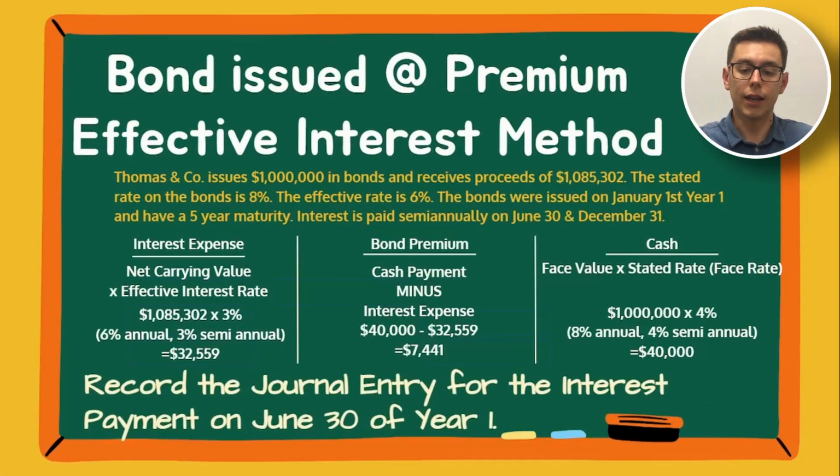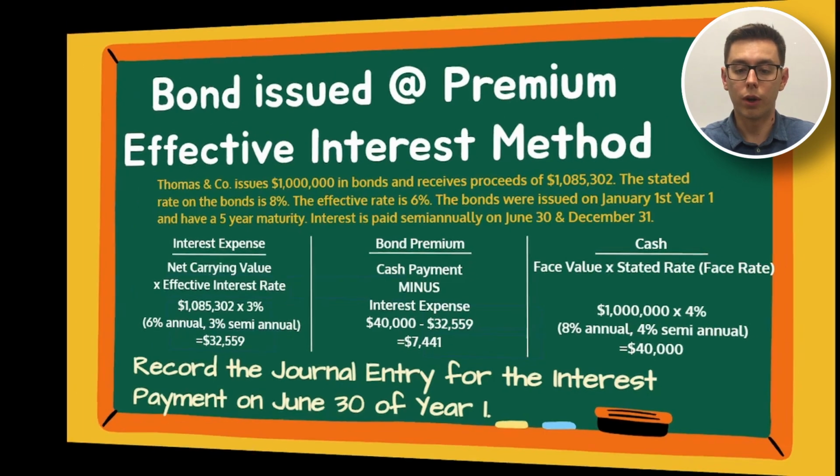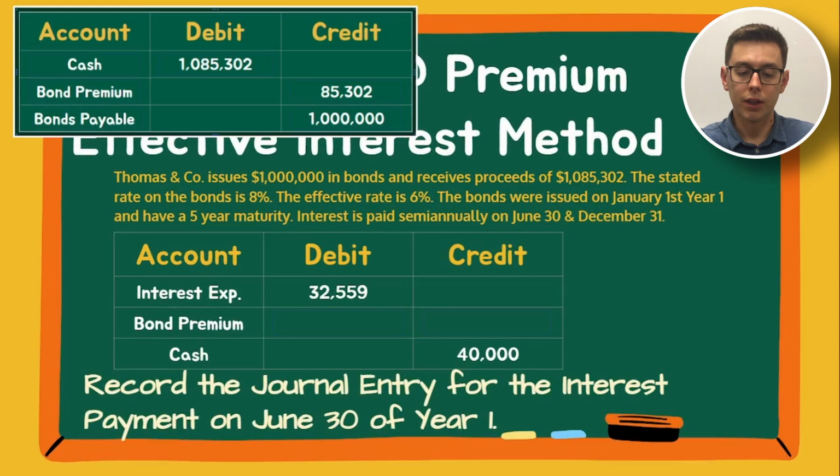But let's see how we calculate it. Bond premium amortization is calculated as the cash payment minus interest expense. So that's going to be the $40,000 cash payment minus the interest expense that we calculated of $32,559. That's a bond premium amortization of $7,441. So we go back and put this in our journal entry here with a debit, and now we'll see that our entry is balanced.